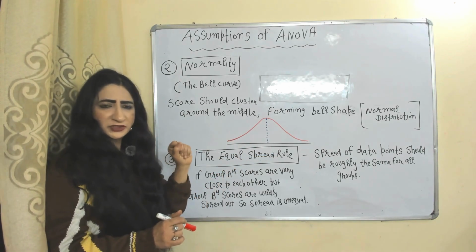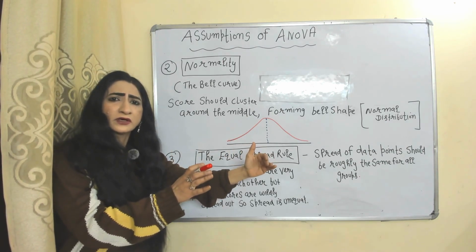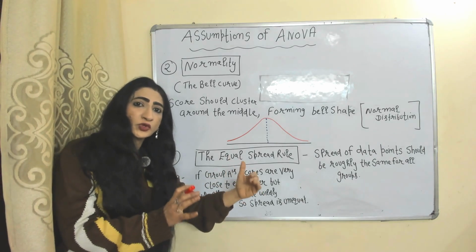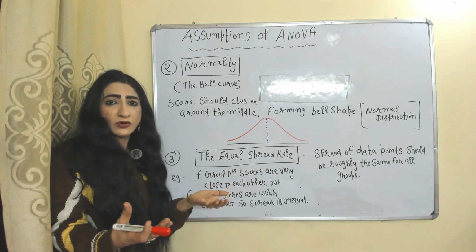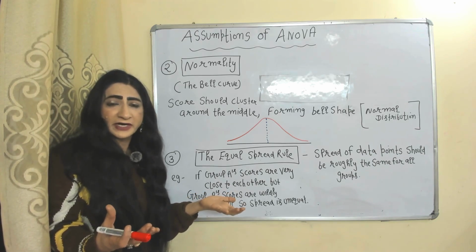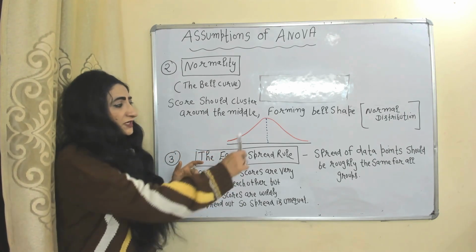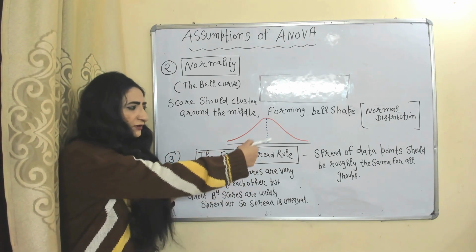Equal spread rule. The spread of data points should be roughly the same for all groups. For example, scores of group A are very close to each other, but scores of group B are widely spread out. That means the spread is unequal, but according to this assumption, the spread of data points should be roughly the same for all groups.